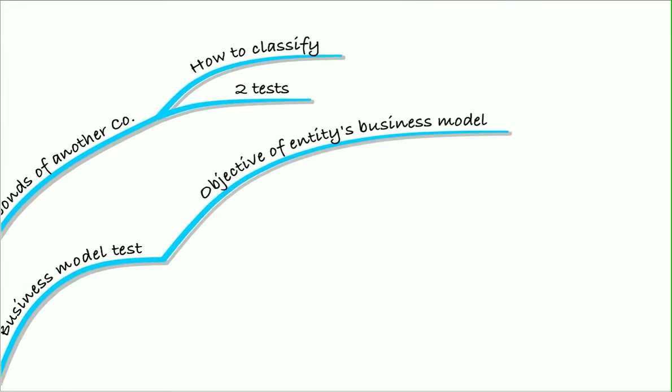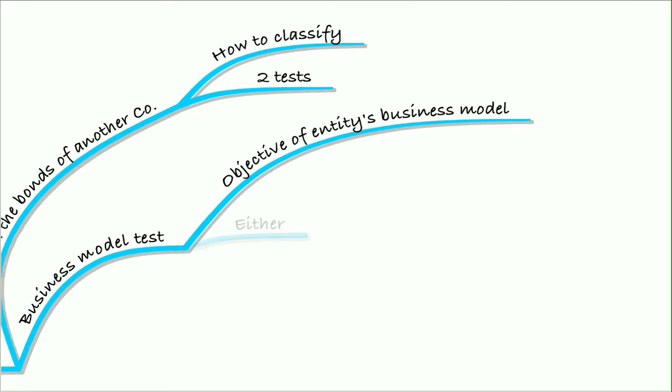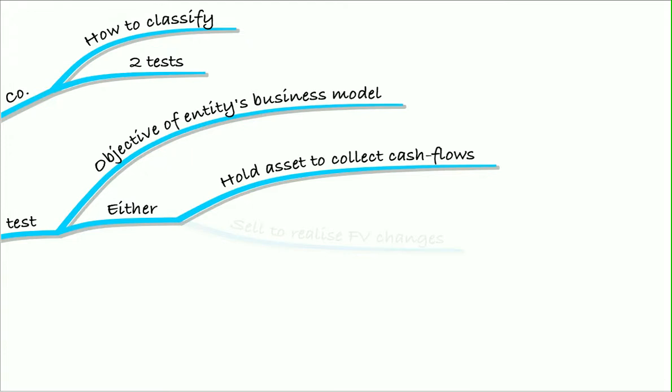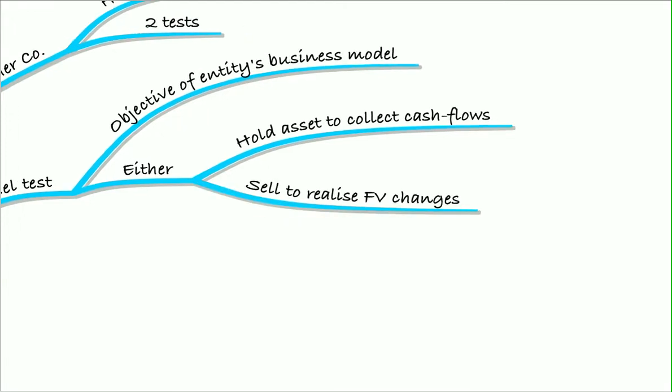The first test was the business model test. What is the objective of our entity's business model? The objective was either to hold the bonds to collect the cash flow, i.e. to hold the bonds and get the interest and capital each year, or to sell the bond to realise the fair value changes, to make a profit or a loss. So that was the business model test.